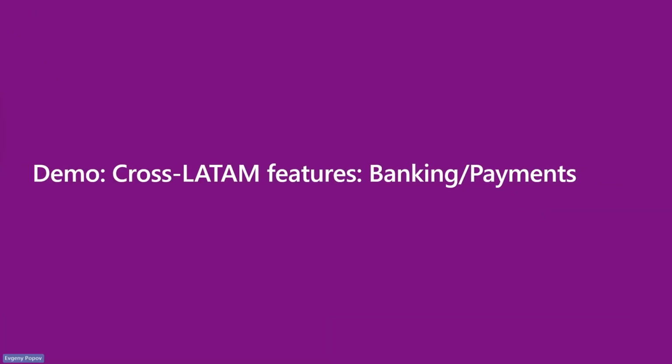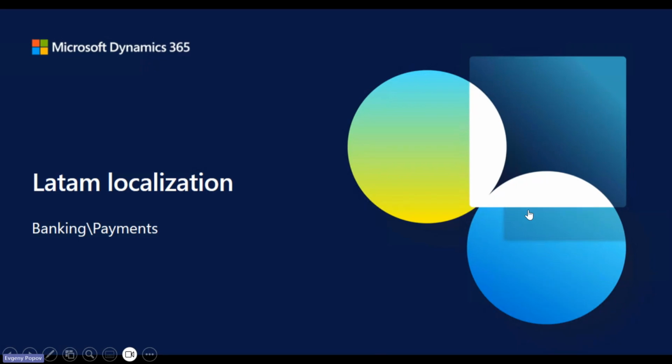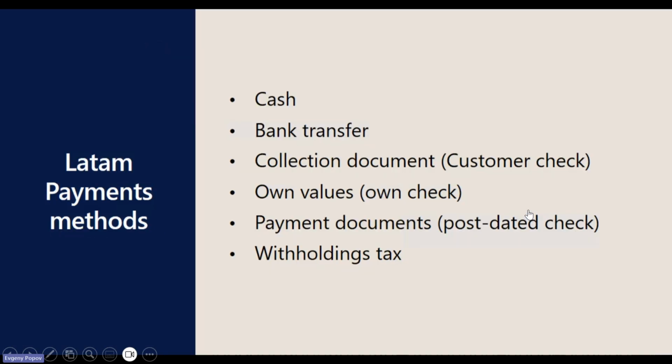And now we are switching to the next functional area of the cross-LATAM localization, which is banking and payments. And I'm running the recording for this area. For vendor or customer payment processes, you can use the LATAM extensions and the payment methods functionality in journals. The LATAM localization allows you to use the payment methods according to the regional usage. These are the most used payment methods. You can use one or more payment methods in the same journal.